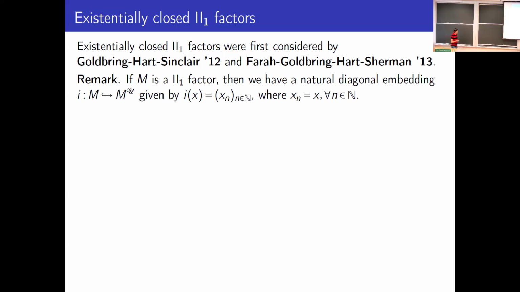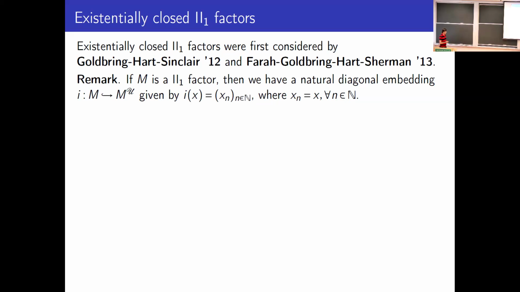And to give you the definition, let me just recall that if M is a II1 factor, then there's a natural embedding of M into its ultrapower M to the u, where again u is a free ultrafilter on the natural numbers. This is given by sending x in M to the constant sequence equal to x in M to the u. This is the so-called diagonal embedding.